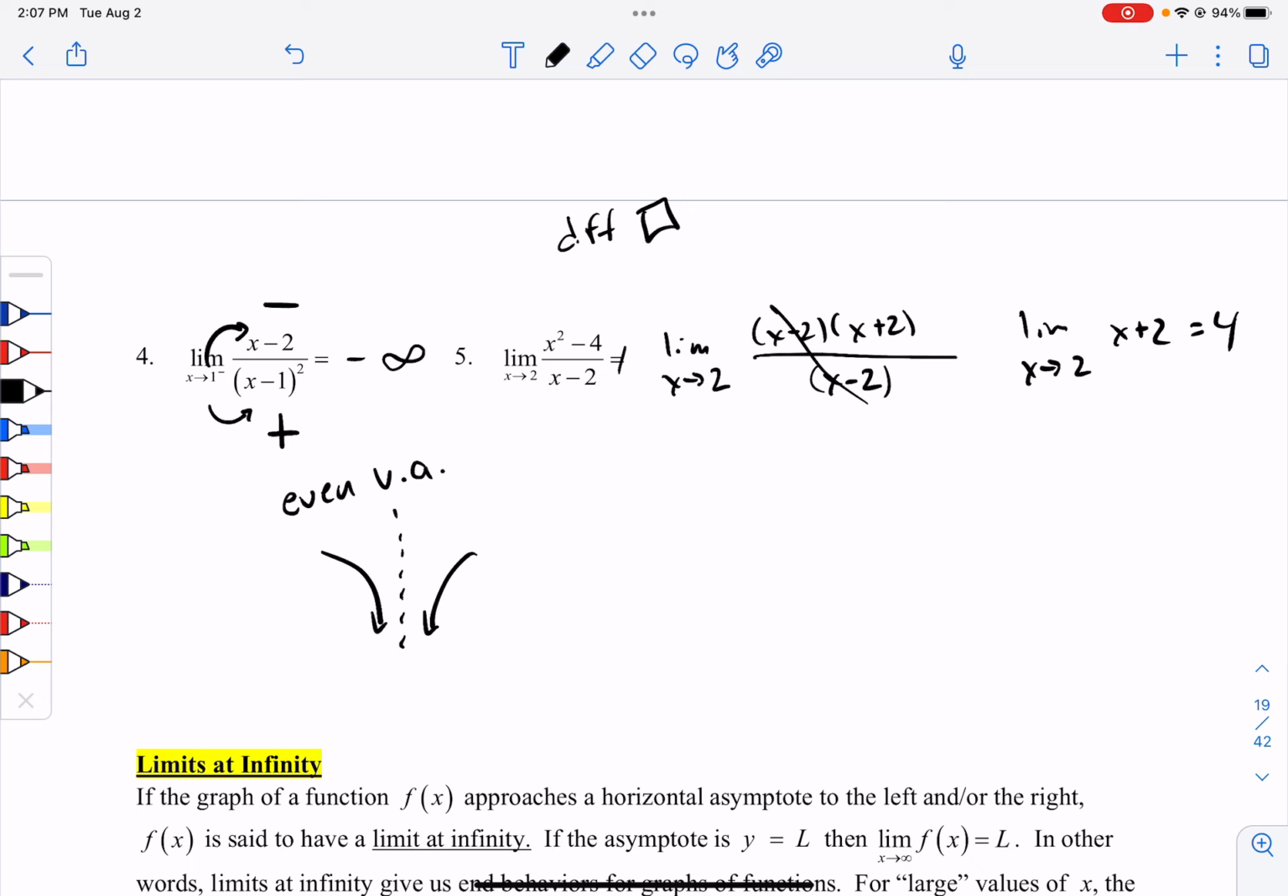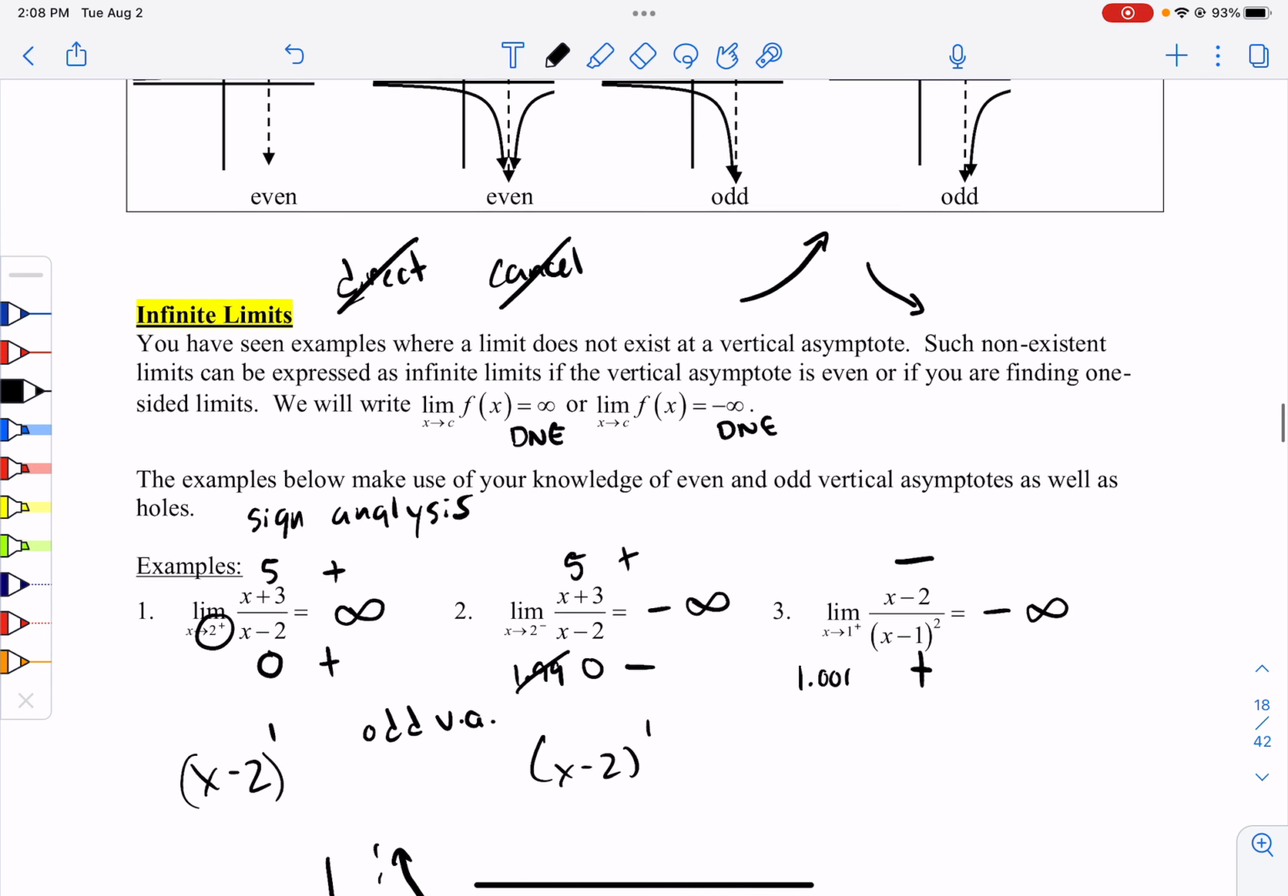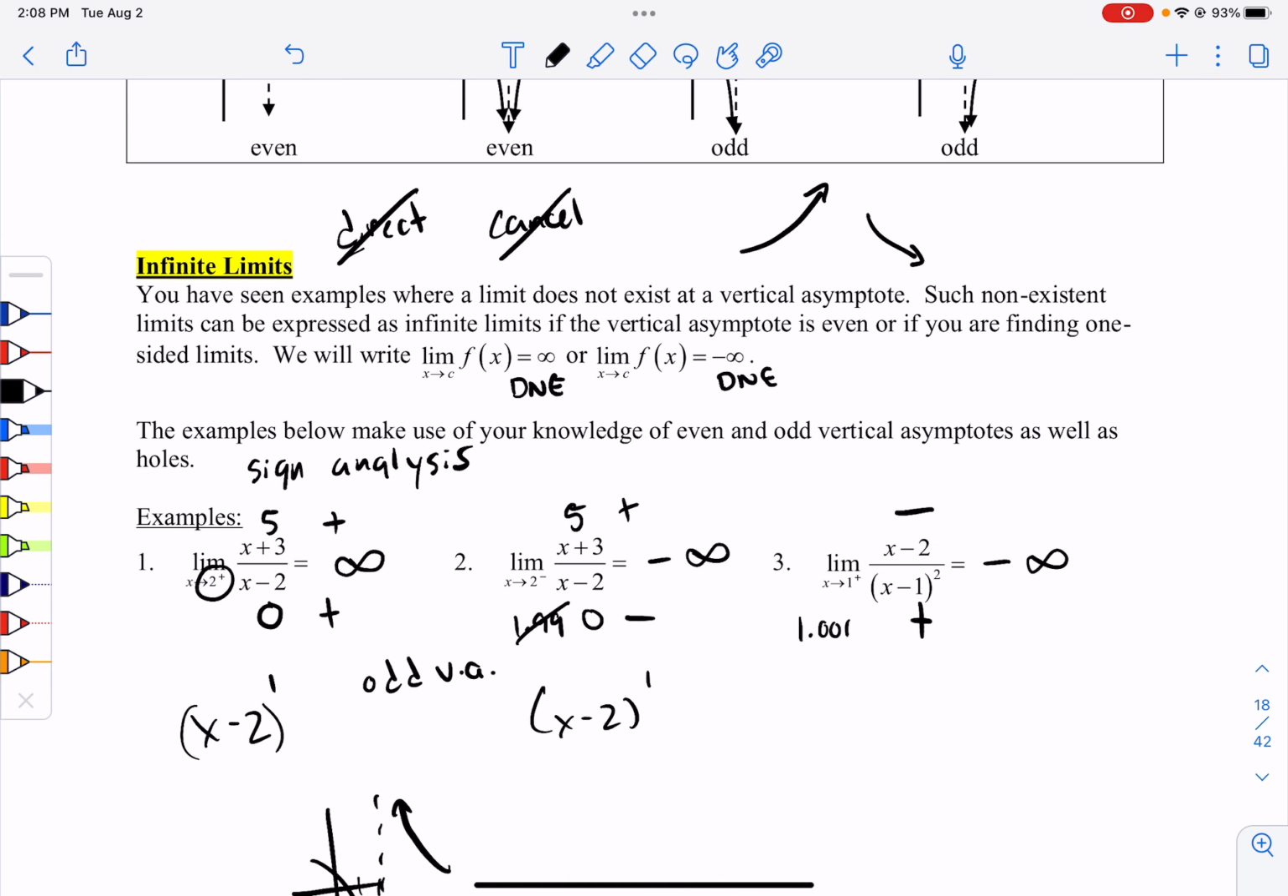So I don't have a vertical asymptote at all. My limit is 4, but I know that there's a hole. There's a hole at 2 comma 4. I don't know where the function goes from there, but I do know that there's a hole at the point. So no vertical asymptote on that one. So those are infinite limits. Those are when the answer to our limit is infinity or does not exist.